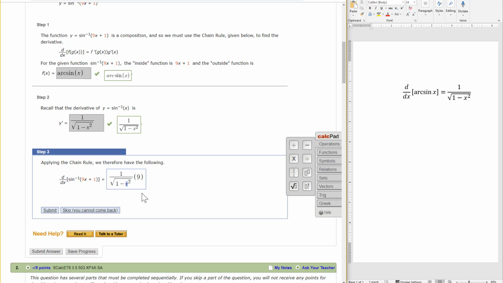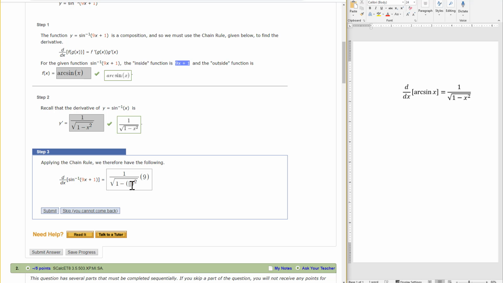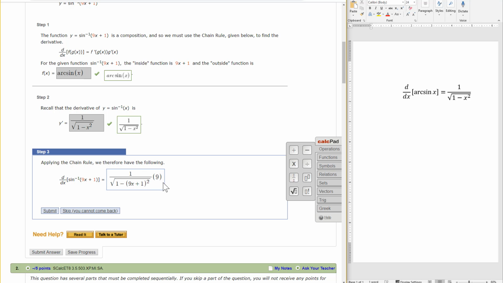So the change that we need to make is that instead of an x in here, we actually have the inside function. And so the inside, remember that the chain rule says we want to take the derivative of the outer function and we want to evaluate it by the g of x, the inner function, the inside function. And the inside function is 9x plus 1. So in here we're going to get 9x plus 1.